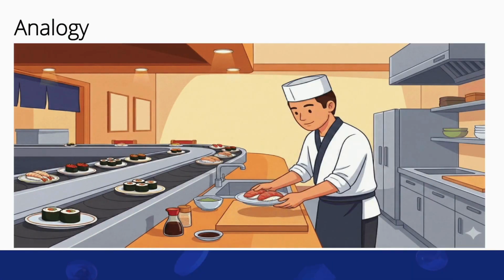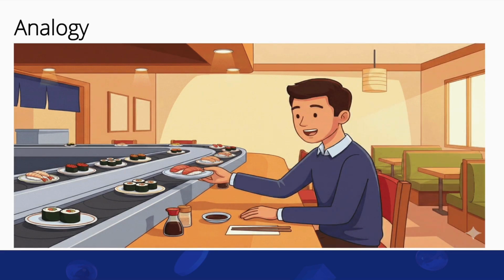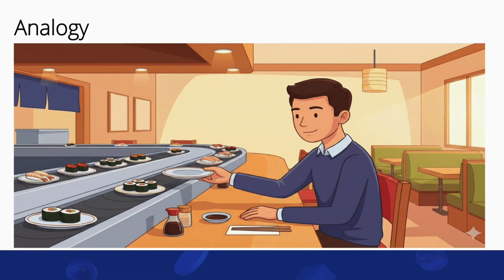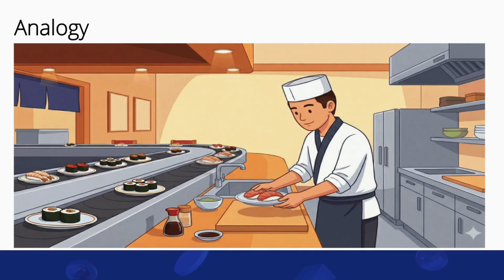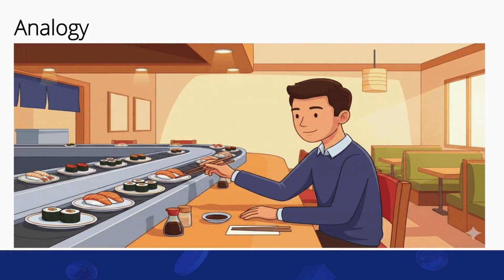Let me give you an analogy. You know those conveyor belt sushi restaurants? You grab salmon, eat it, put the empty plate back. The kitchen washes it, puts new sushi on it, maybe tuna this time, and sends it back around. RecyclerView works the same way. Views are plates. Your data is the sushi.